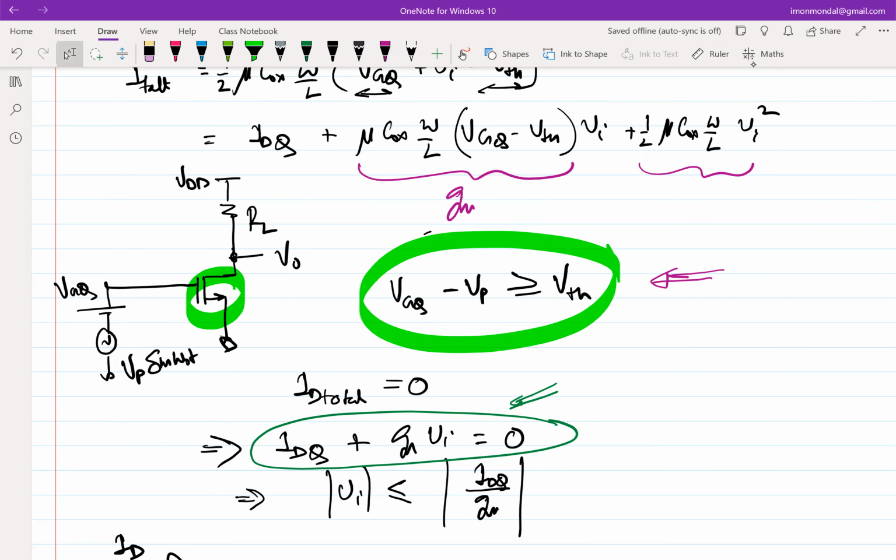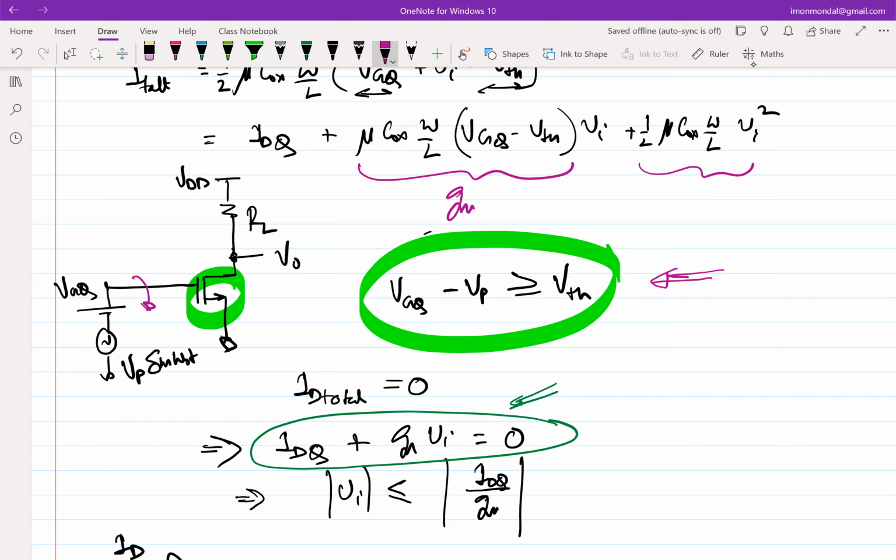What is this constant? This constant is saying how low can this gate go? When the gate goes low, are you going towards the triode or away from triode? When gate goes low, drain goes high, right? So you are going away from triode. But it could go into the cutoff region. Yeah. So that's what it is going towards, the cutoff.